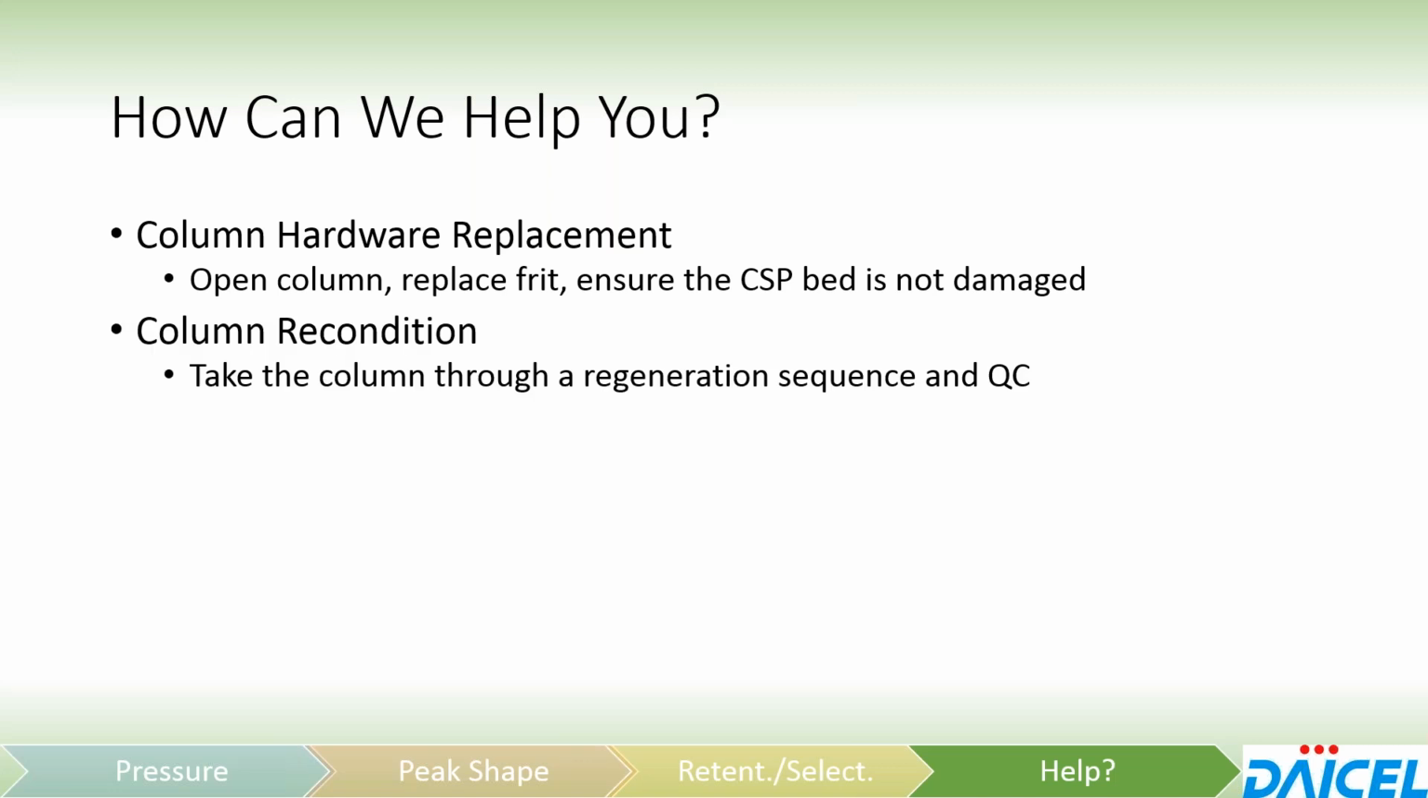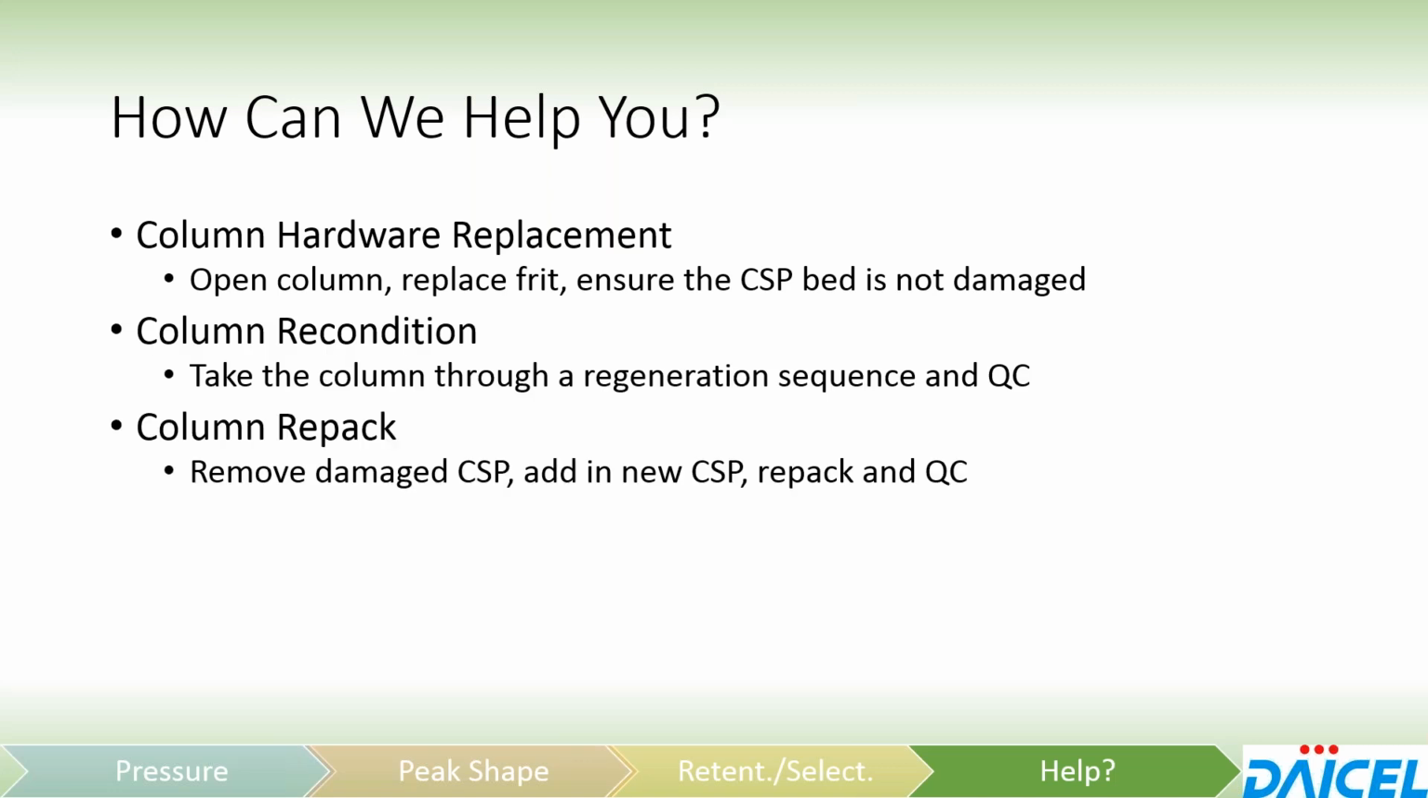And if you do, then that is where the next two services come into play, either column reconditioning or column repacking. So if you did create a void in your column, we would go to the column repack then. We would remove any of the damaged CSP. We would add in new CSP up to the amount that it needs to be for a quality column. We'll repack it and QC it and send it back to you essentially as a brand new column. If you have some kind of an adsorbed sample on there, or there's some other chromatography issues going on, we can take it through our column regeneration or recondition process.